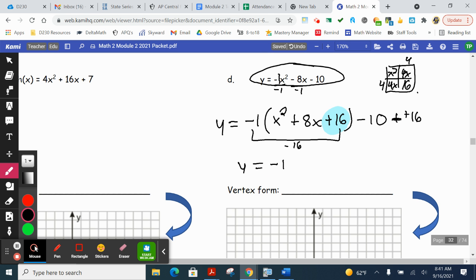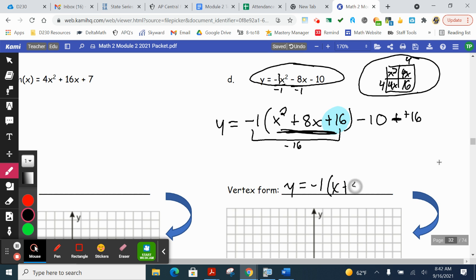So we'll have the -1 in front. Let me do this down here. Then this here, I actually drew it, right? Then we have x plus 4 times x plus 4 squared. And then the -10 and the 16 give us a +6.